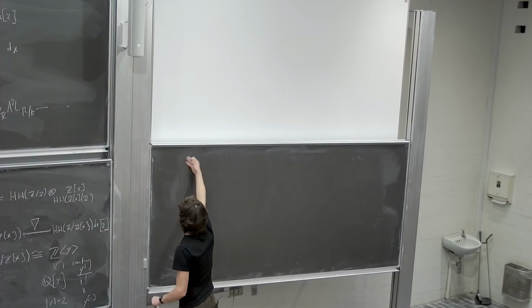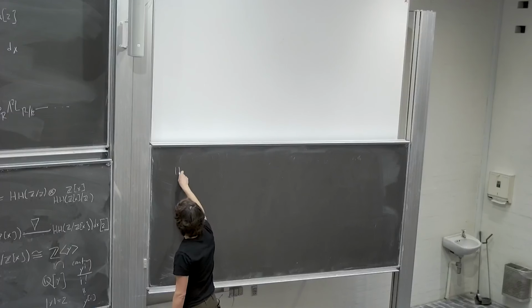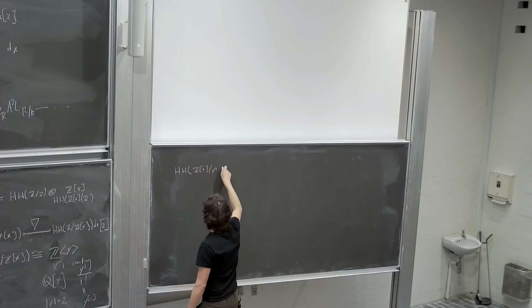So let's, instead of trying to compute the Hochschild homology of Z, let's try to compute the Hochschild homology of Z adjoin X mod X to the n over Z.